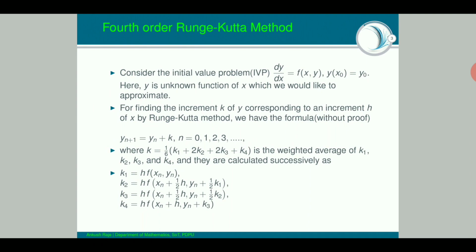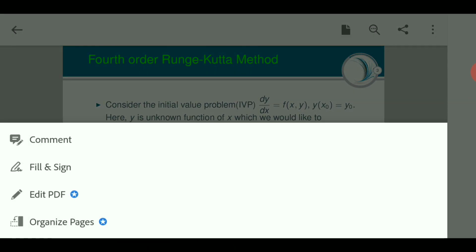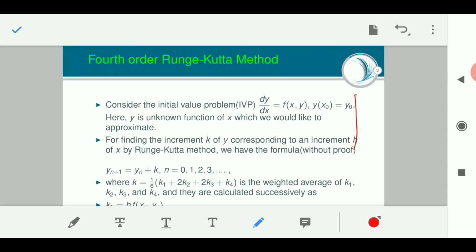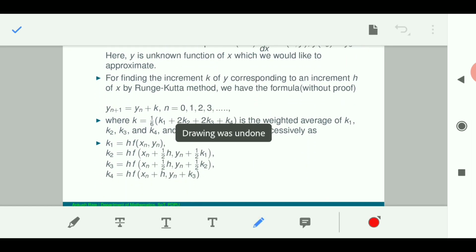So k1 is given by h, which is the step size in the x direction, h into f of xn, yn. You just put the value of n. Suppose it is 0, so it will be f at x naught, y naught. If it is 1, so f at x1, y1, and so on. k2 is h into f of xn plus h by 2, comma yn plus k1 by 2. This k1 is calculated just from the above step.